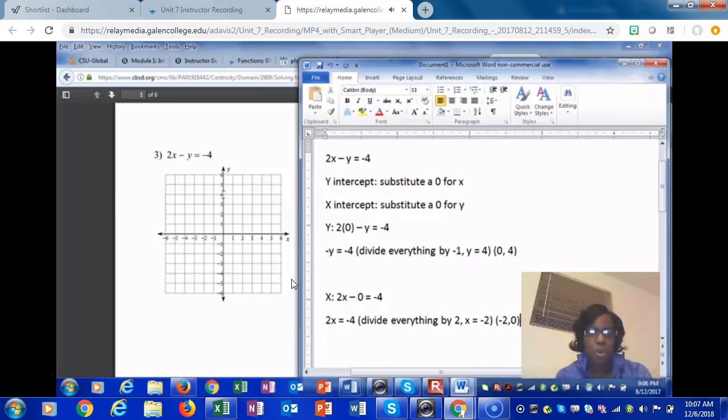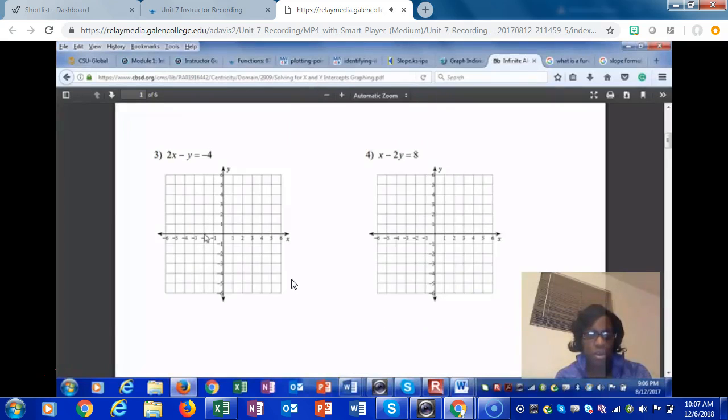So 0, 4 is right here. Negative 2, 0 is here. So your line would be from here to here, from 0, 4 to negative 2, 0. All right, that's a brief overview of what we have covered so far. I just want to talk about it real quick.